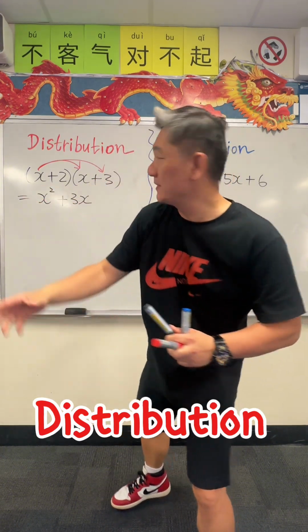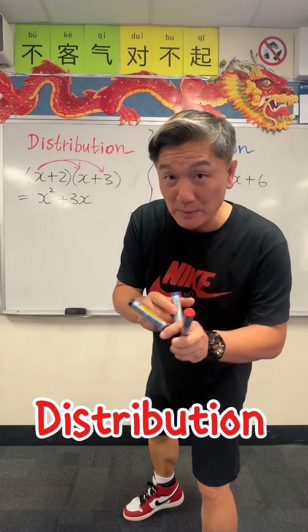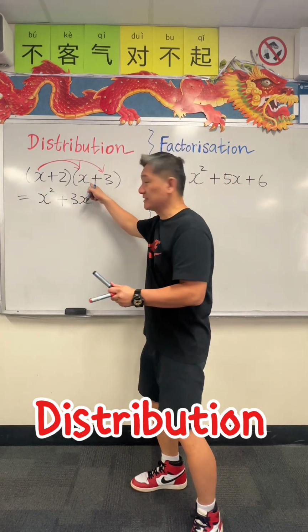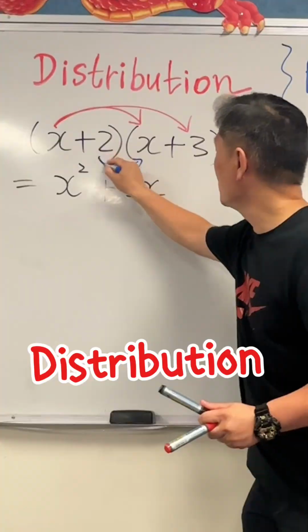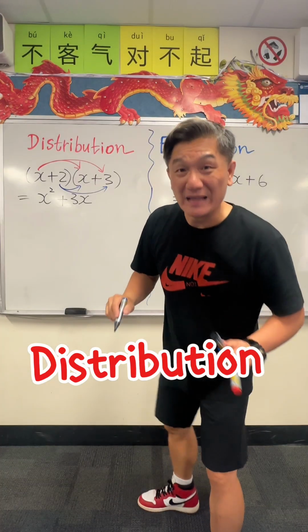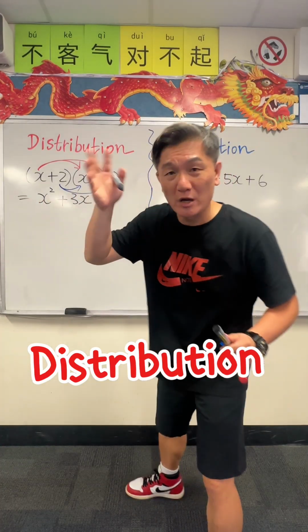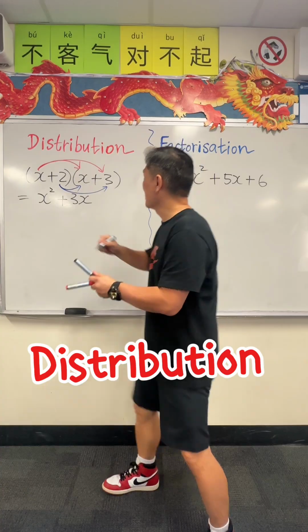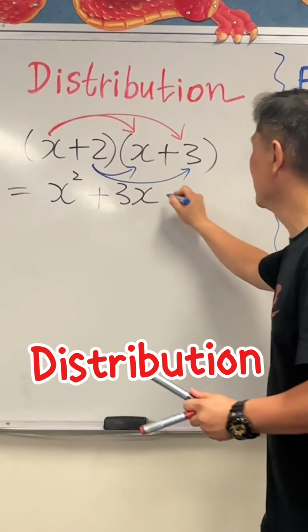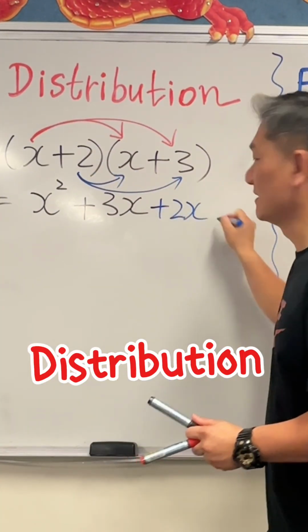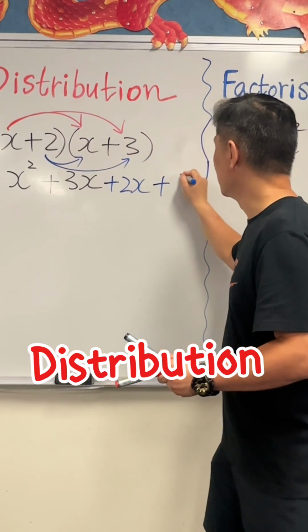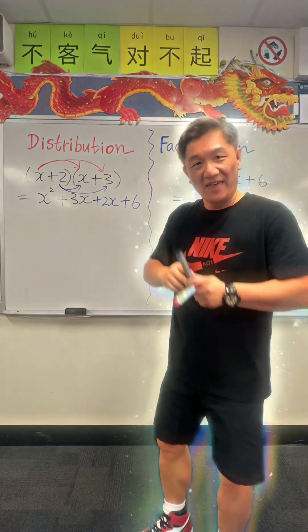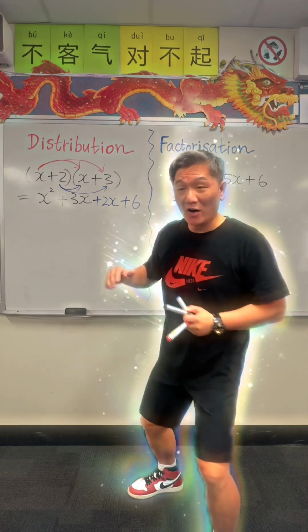The second item in the first brackets, we're going to multiply them into the second brackets again. So 2 times x and 2 times 3. Very lucky we all have positive, so we don't have to worry about sign changes. So let's go. 2 times x is plus 2x. 2 times 3 is 6. And that is the end of distribution.